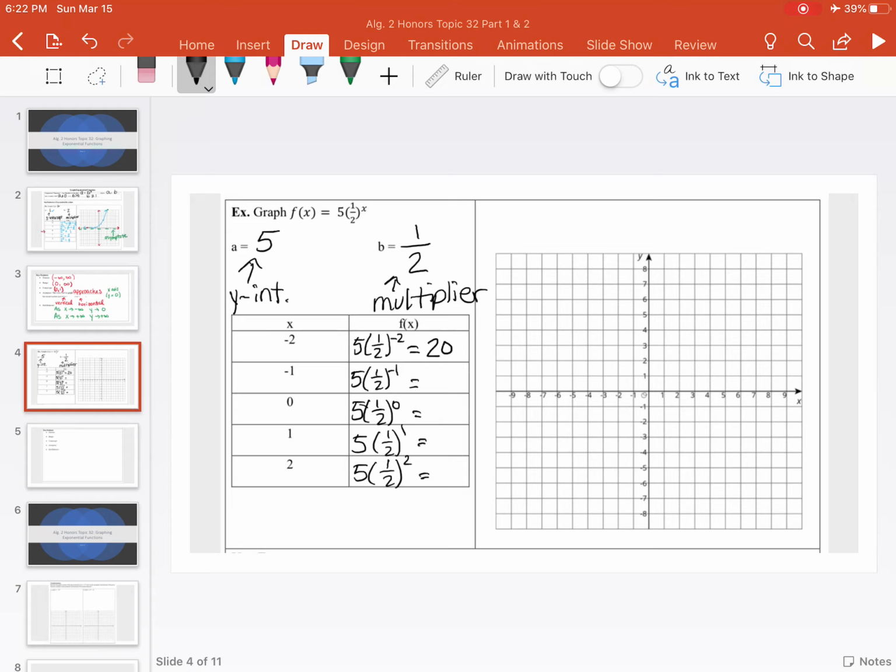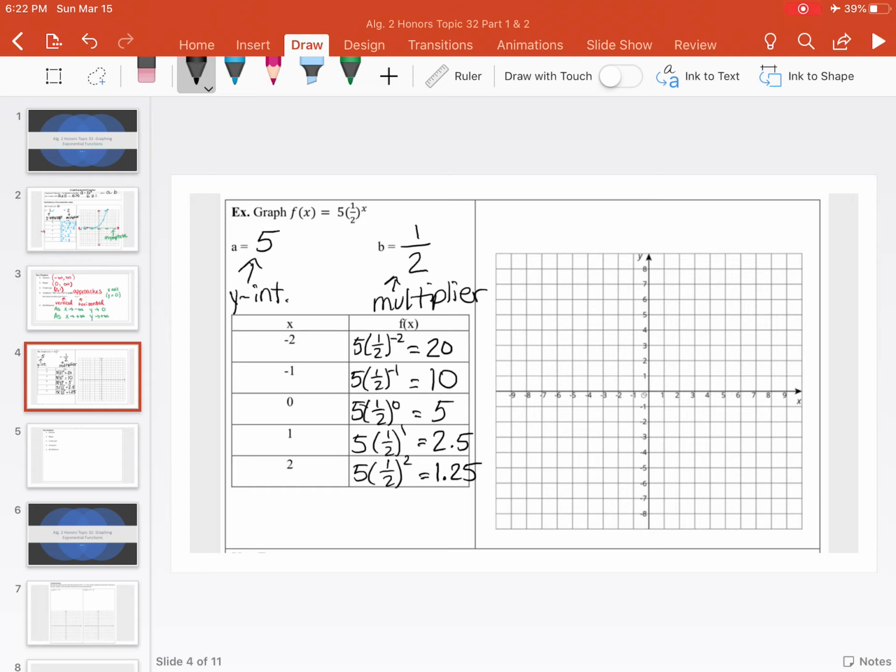When we plug in -1 for x, we're going to get 10. When we plug in 0 for x, remember this is where our multiplier reduces to 1, so we just get 5 times 1, or 5. If we plug in 1, we get 2.5. And if we plug in 2, we get 1.25.